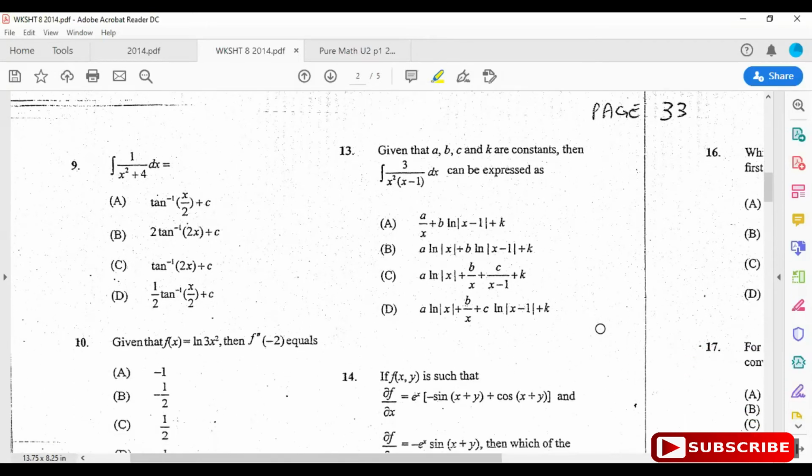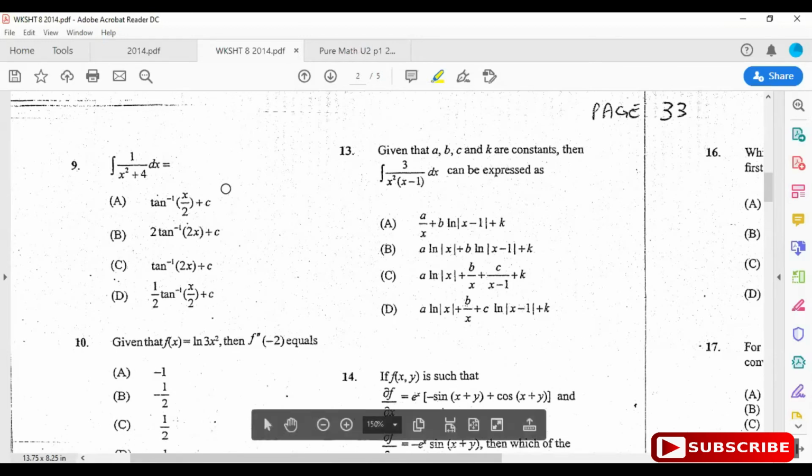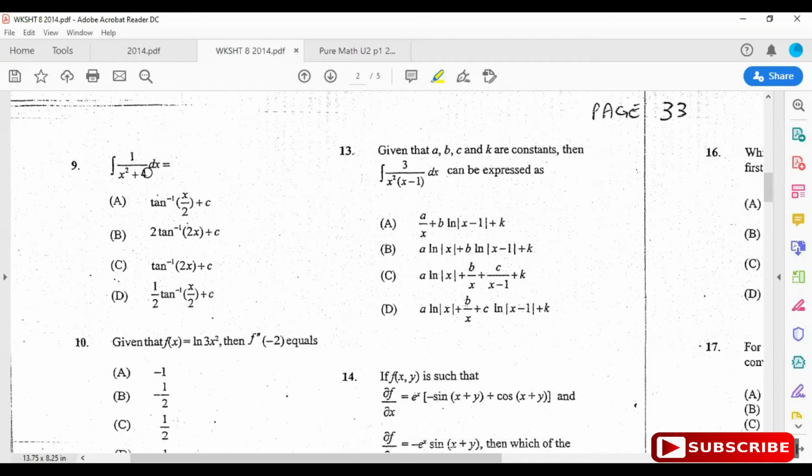All right, question 9. Now, question 9 is just a knowledge question. They're just testing our knowledge to see if we can recall how to integrate trig. Sir, that's D. The D is the answer. And let's just go through the proof of it.